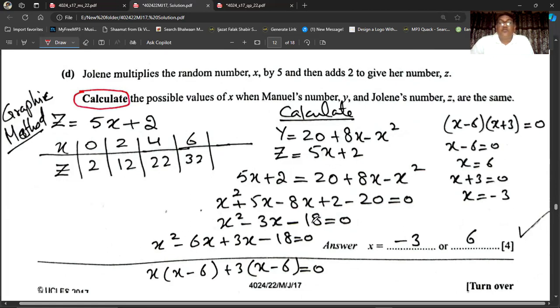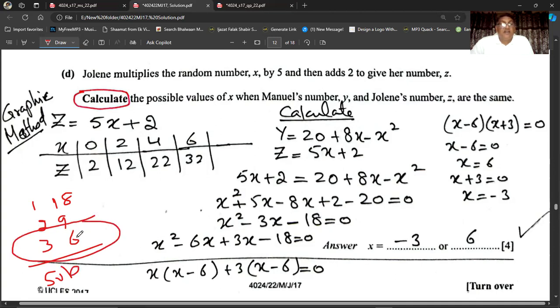I am going to do the middle-term breaking. So when you multiply the extreme terms, it will be 18. The factors of 18 are 1 into 18, 2 into 9, and 3 into 6. But because with the third term we have a subtract sign, I have to choose the pair which by subtraction will give me 3.